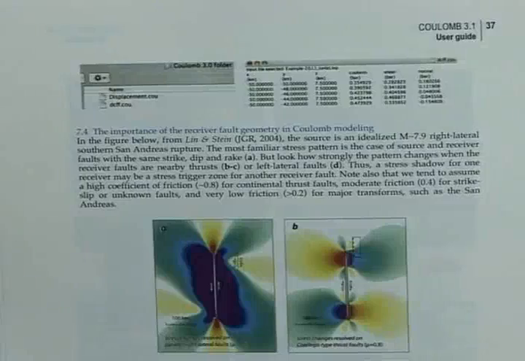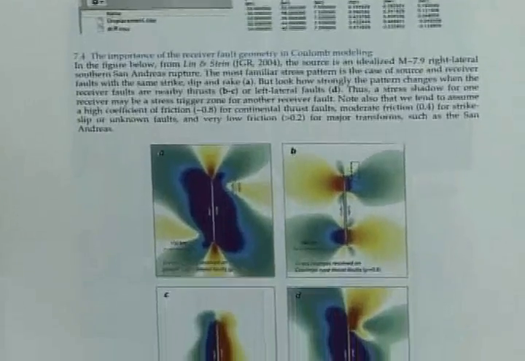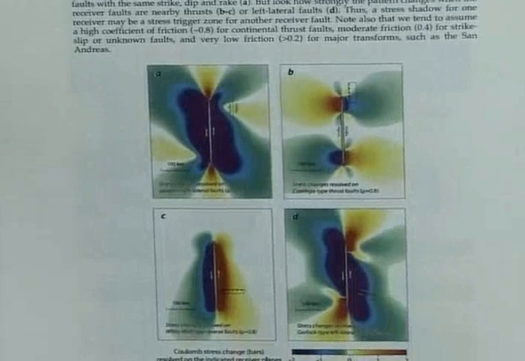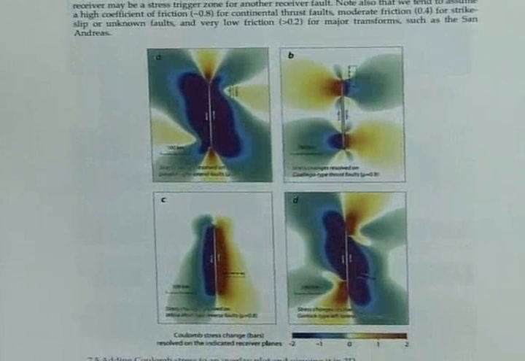And then if you look at B, you can see for this same earthquake on the same San Andreas fault, now we're asking, well, what is the stress on thrust faults that strike parallel but have a rake of what for a thrust fault?